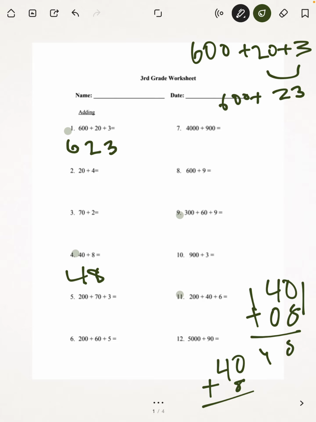300 plus 60 plus 9. Just add 60 plus 9, which is 69, and then add 300 to it. And if you do that, it goes 369.